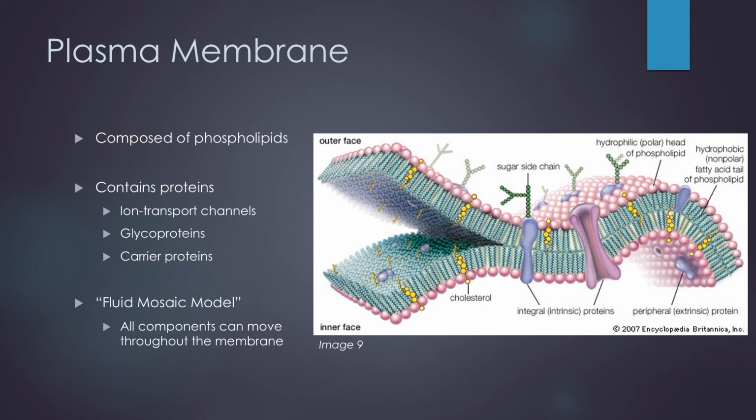Let's go through each of the organelles individually. The first one is the plasma membrane. As we talked about earlier, it is composed of a bilayer of phospholipids. It contains many proteins such as ion transport channels, glycoproteins, and carrier proteins used for ion transport, cell recognition, and general transport, respectively. Additionally, we describe the membrane as a fluid mosaic model because all the components of the membrane can shift around with respect to one another.